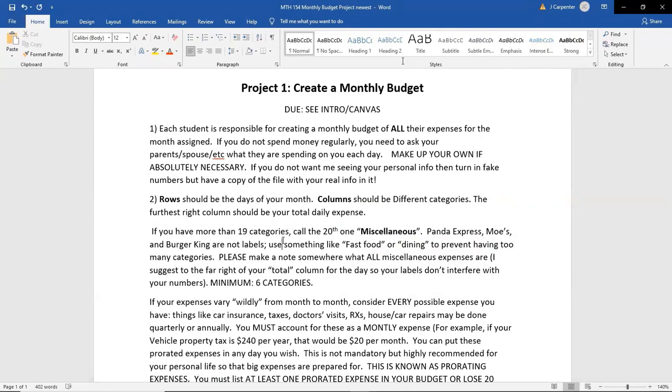I don't know. Some of you, I would say probably half of you maybe, won't even have this miscellaneous category because you'll only have 10 or 12. Please note that I say there is a minimum of 6 categories.